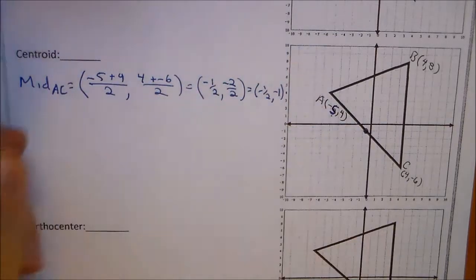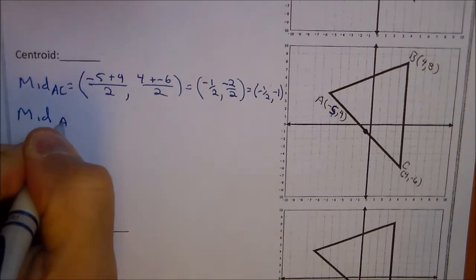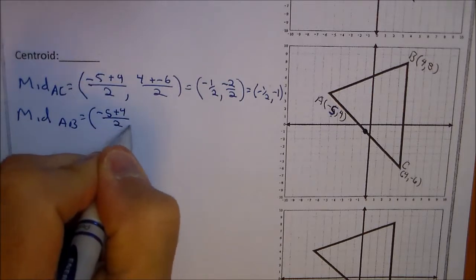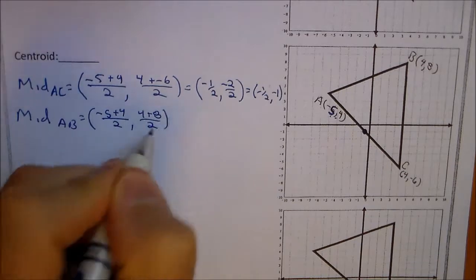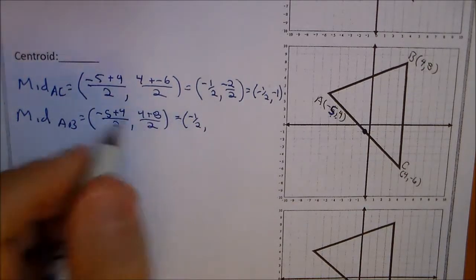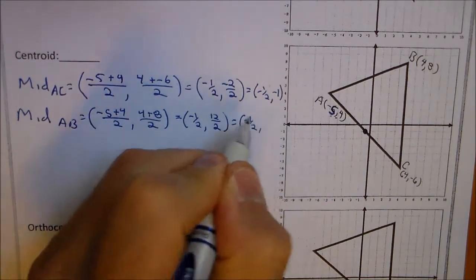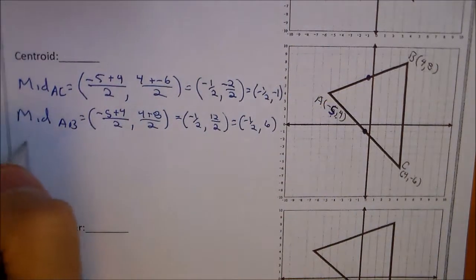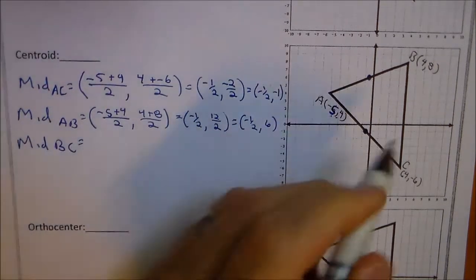Now for, let's say, the midpoint of AB, we're going to go -5 plus 4 over 2, and then 4 plus 8 over 2, which again gives us -1/2 for the x value. And the y value, we're going to have 12 over 2, which turns out to be 6, so -1/2, 6, which would be right there.